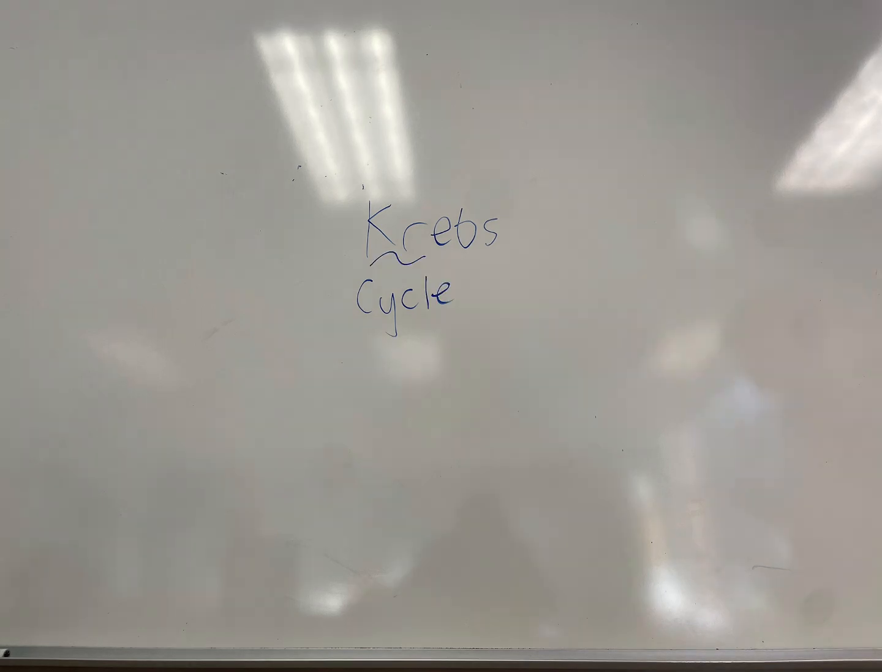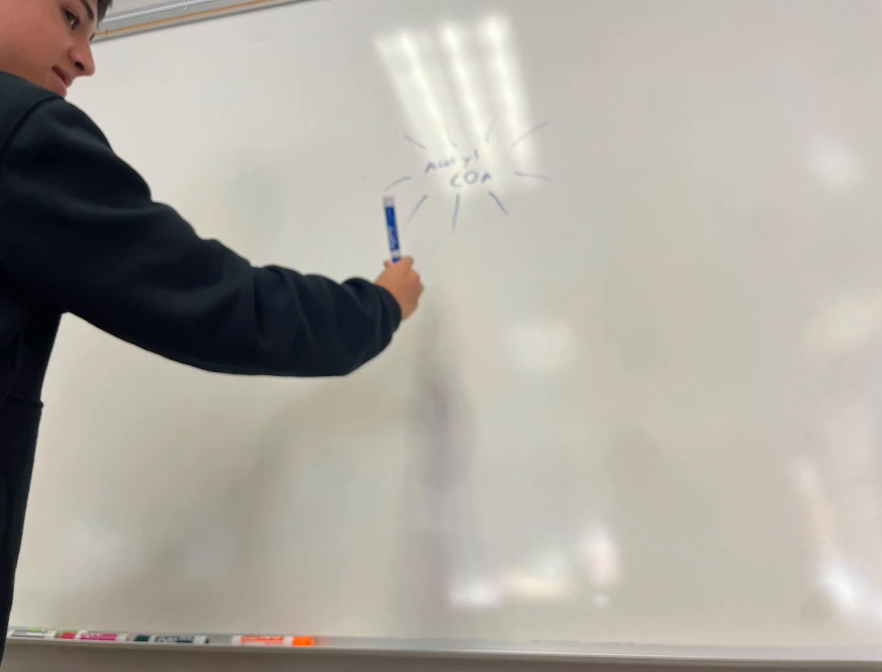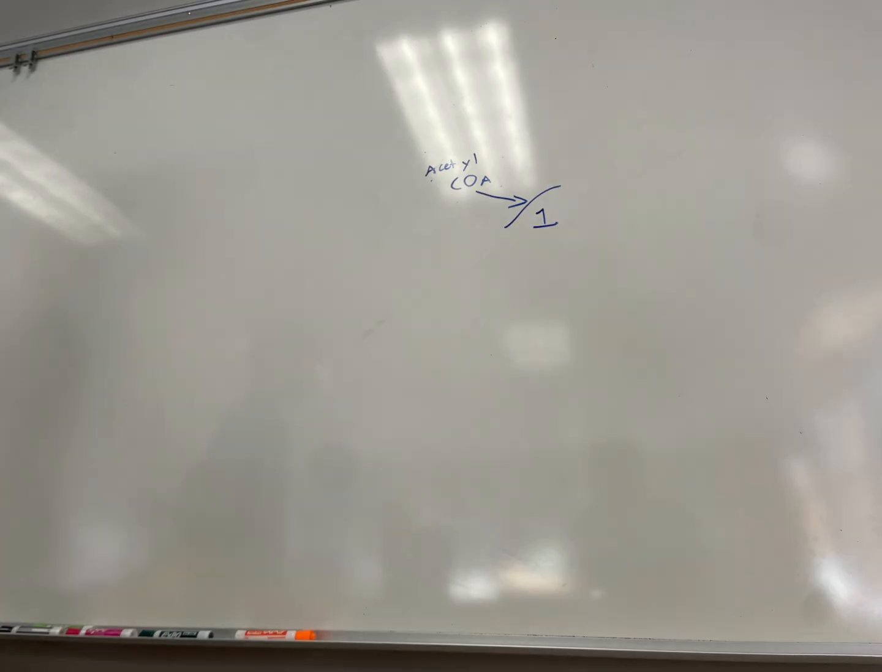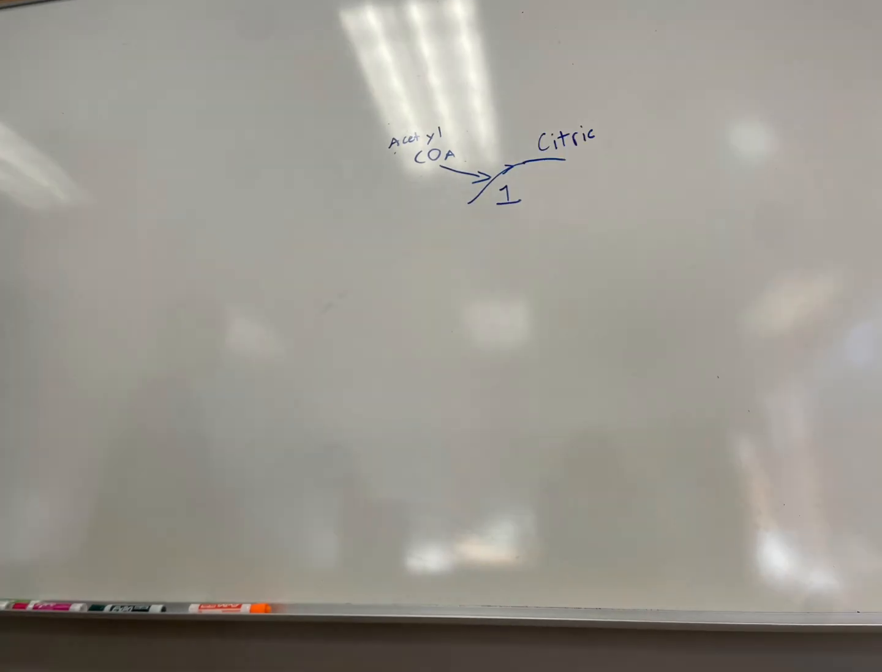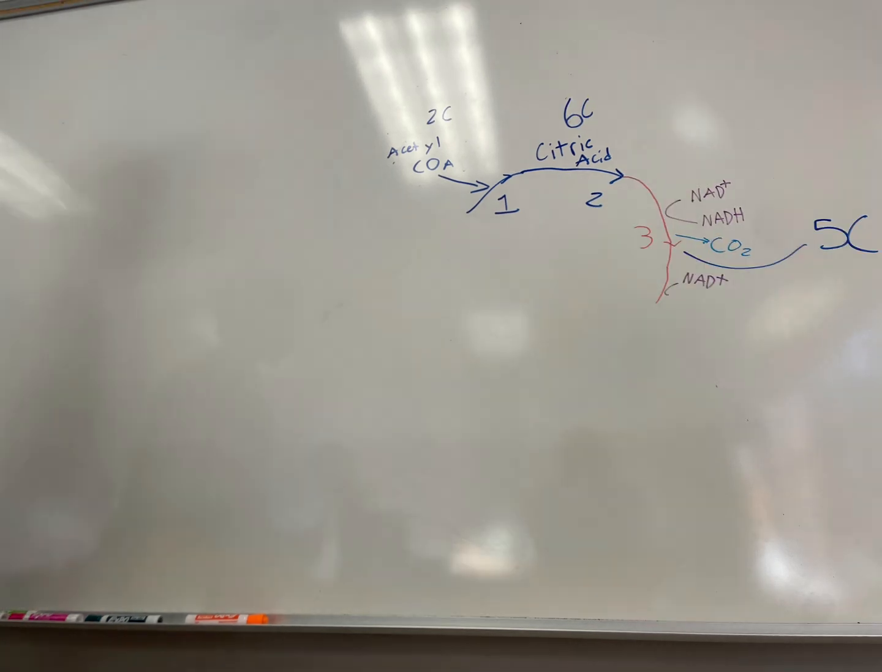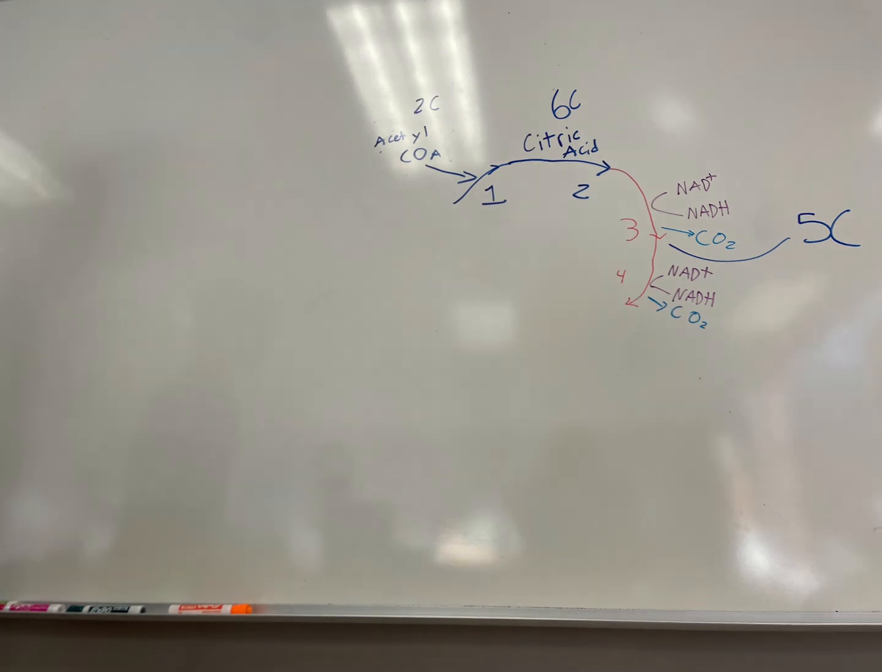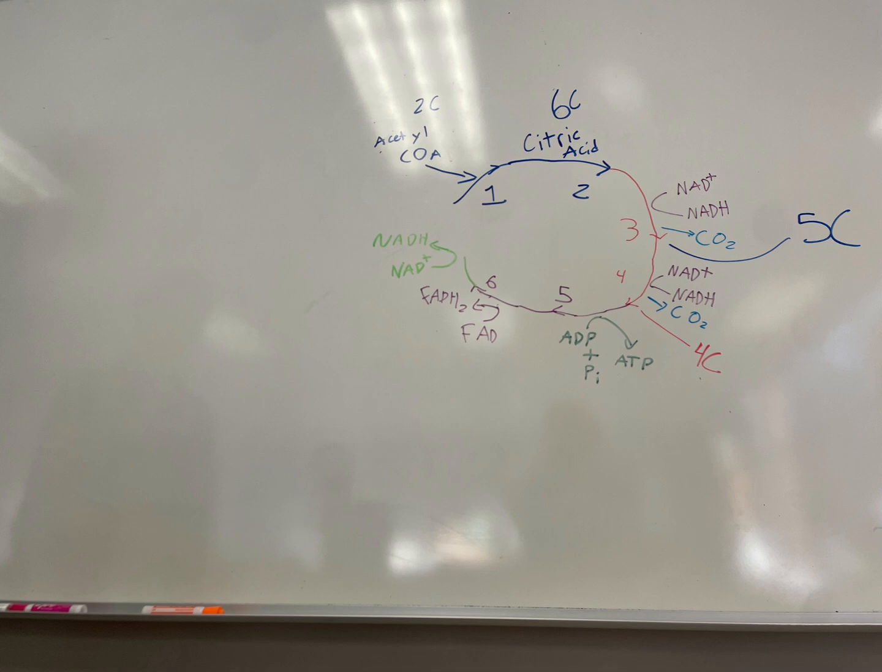Next we have the Krebs cycle, or citric acid cycle. Here acetyl-CoA combines with oxaloacetate to create citric acid. Then, from this citric acid, NADH and carbon dioxide are created, twice, until we have a 4-carbon. Then, ATP is made, and then FAD is turned into FADH2.